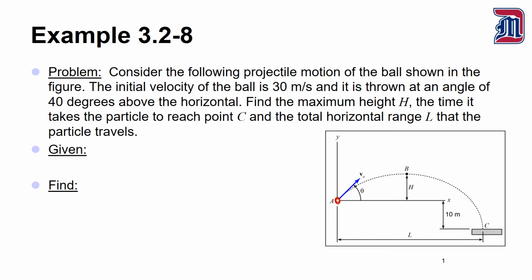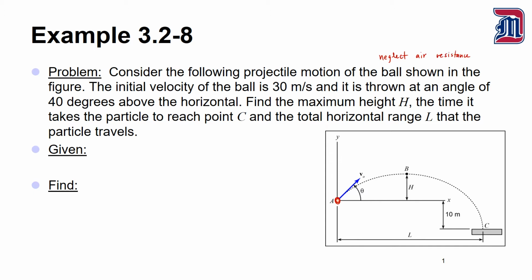And it asks us to find the maximum height h, the time it takes the particle to reach point C, and the total horizontal range that the particle travels. And so once we've read it and we feel like we understand it, we try to figure out what's given and what's unknown in the problem. And when we do that, we also want to set up a coordinate system and state any assumptions. The assumption here is that we will neglect air resistance.